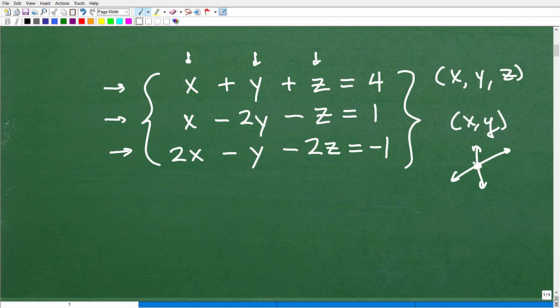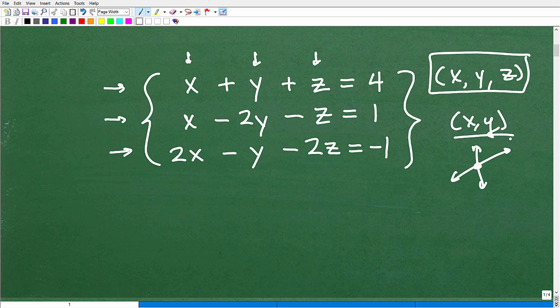Again, you need to be up to speed on 2-variable systems before you take on a 3-variable system. But basically what we're looking for, the solution to this thing, if there is a solution, is an ordered triple. It's a point in 3-dimensional space. This is a point in 2-dimensional space right here. So how are we going to do this?